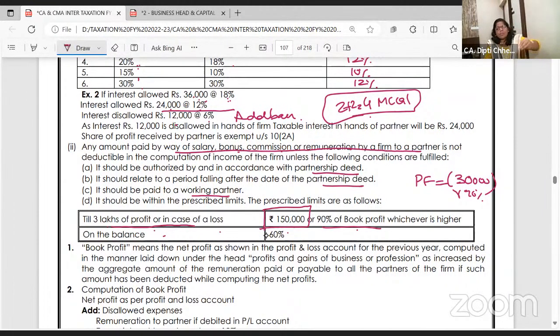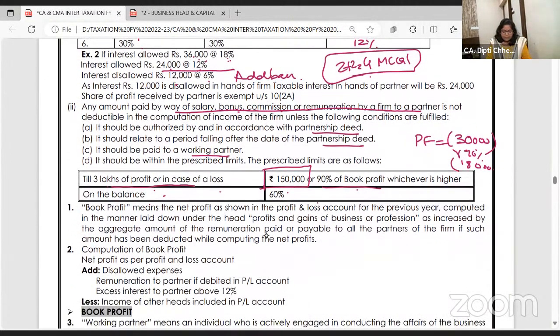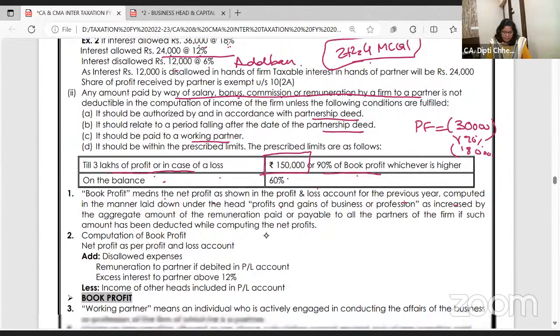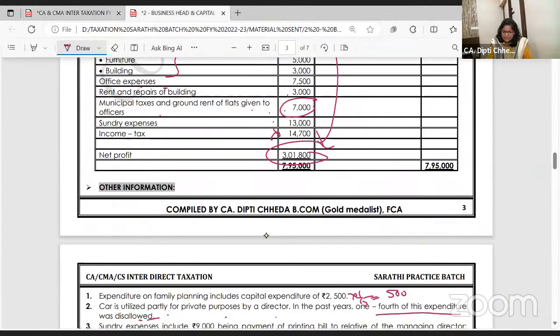If the loss is 30, increase it to 180, but pay the remuneration. And on balance, 60%, meaning beyond 3 lakhs, how much will you pay? 60%. Is this clear to all of you? Right? Book profit means the net profit as per P&L account after add or less. Okay. Chalo, let us solve one question for this.